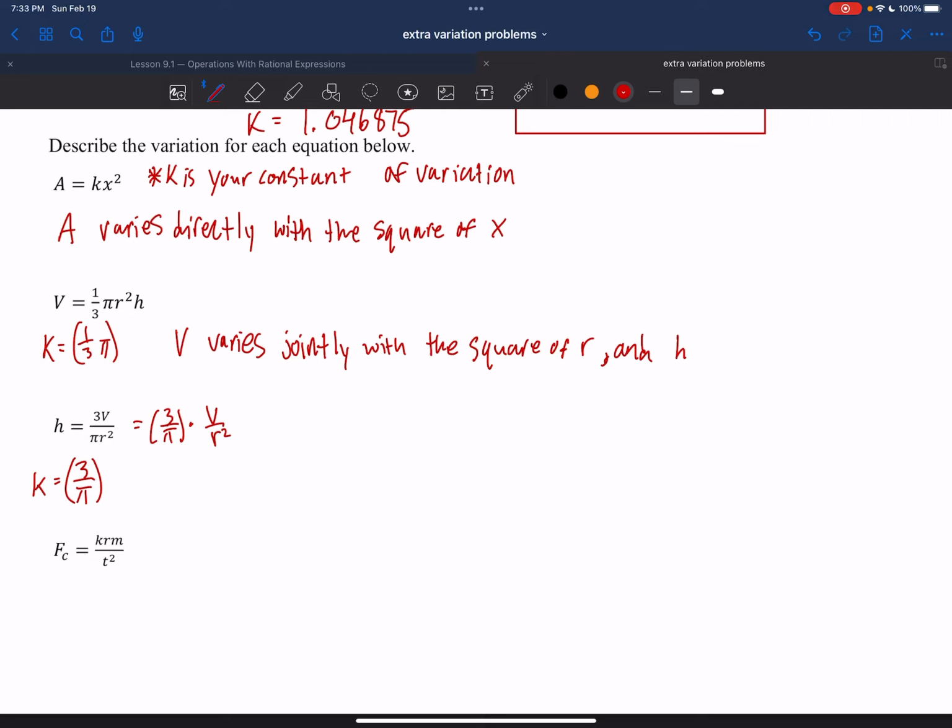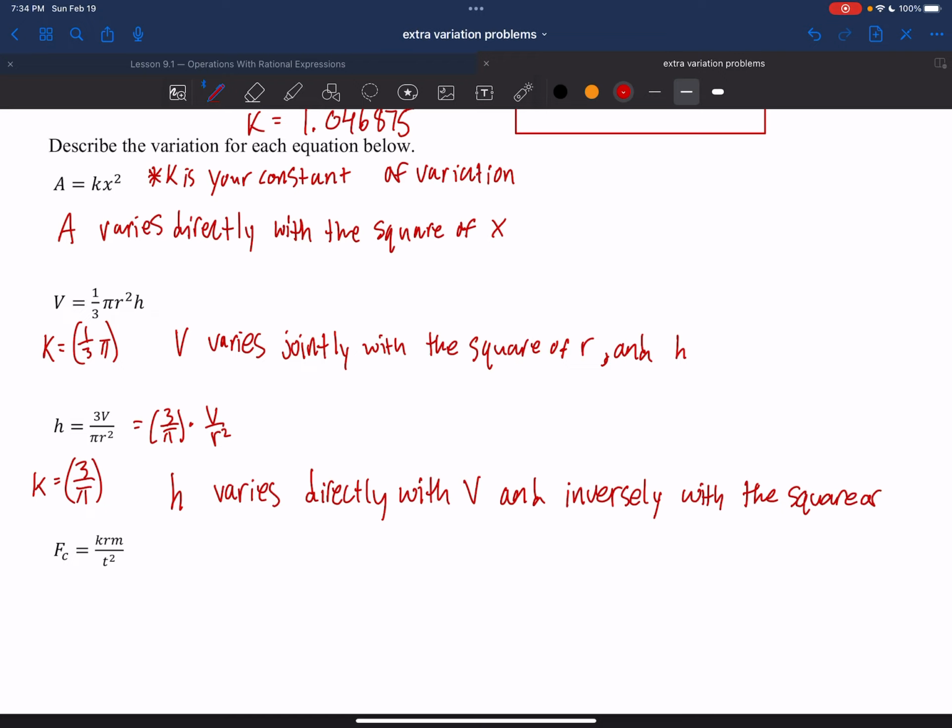So I will say that h, which I'm assuming is height, h varies. Well, r squared is on the bottom, so that's inverse. And whatever's on top, that's going to be direct. So it's going to say directly with v, and varies inversely, with, you guessed it, the square of r. Done.